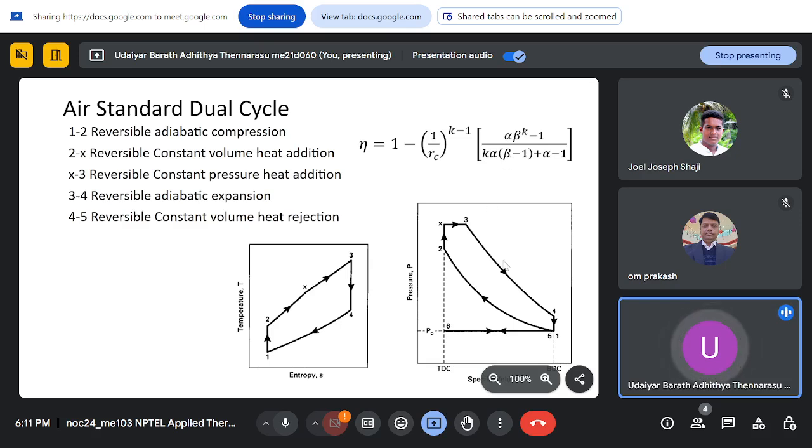So an easier way, instead of remembering this, is that we can estimate the total work done, and we can find out the heat added in the process. So 2 to 3 is the process where heat is being added, so that will also give you the efficiency formula. So this is a simplification of that.